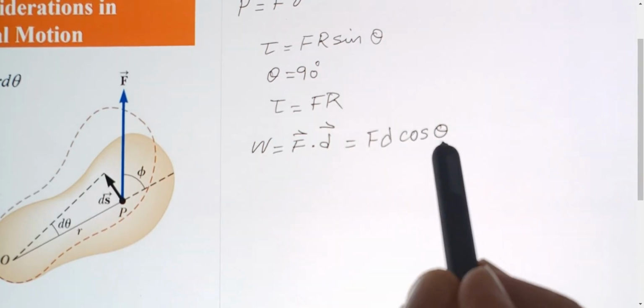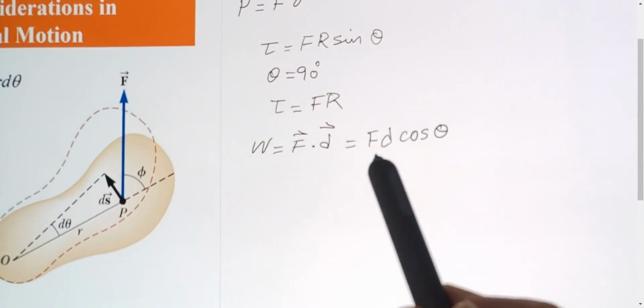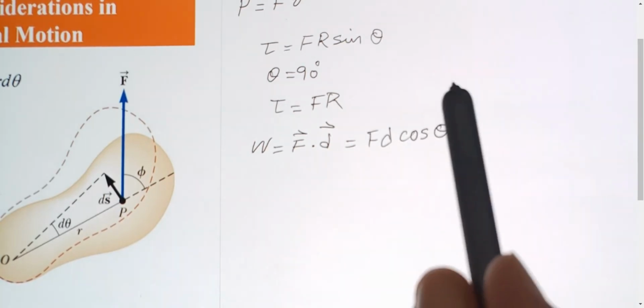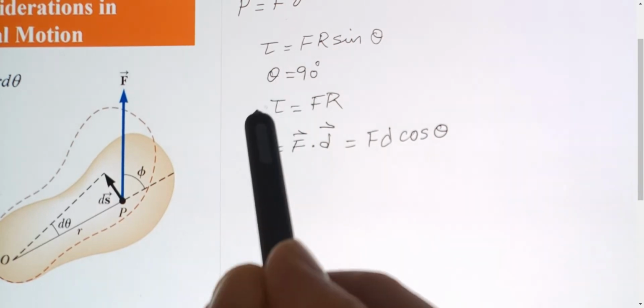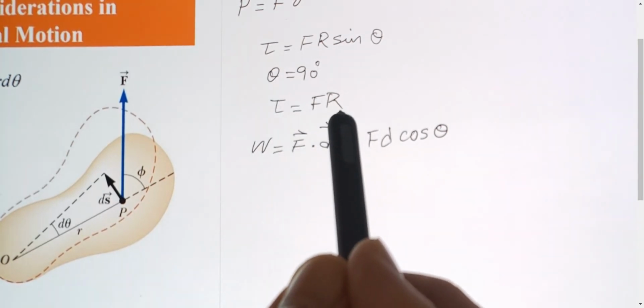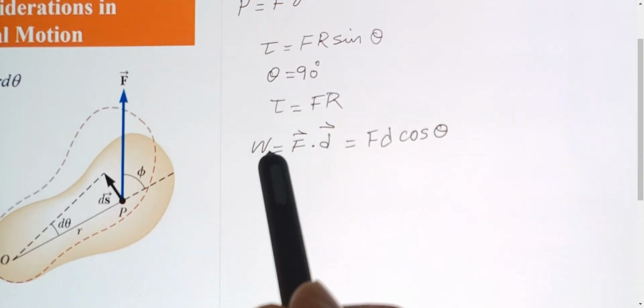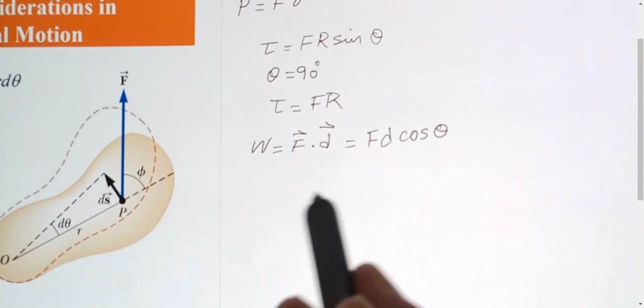Because now we are talking about cosine theta, and cosine 90 is 0. Therefore, when the angle is 90 degrees, we have full torque on the object, and that force will not do any work on the object.